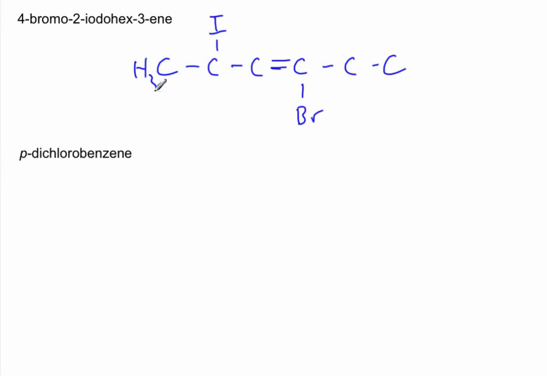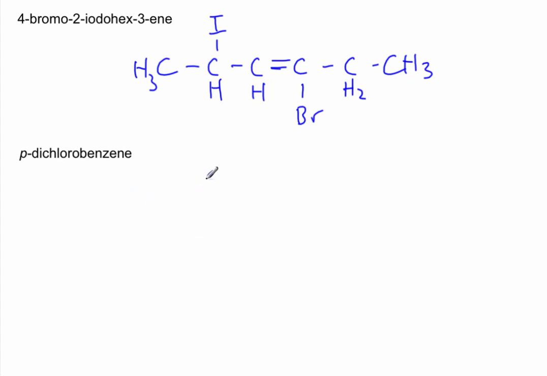And now I can add hydrogens. Carbon 2, yeah, that's carbon 2, only has a single hydrogen. Carbon 3 only has a single hydrogen. Carbon 4 is saturated, so there's no hydrogen on carbon 4. And there we go. So there is 4-bromo-2-iodohex-3-ene.